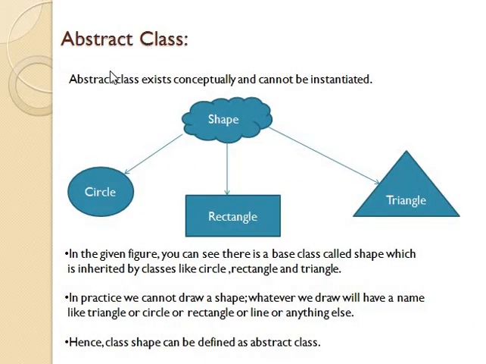Now let's come to the topic of abstract classes. Abstract classes exist conceptually and they cannot be instantiated. In the given figure, you can see that there is a base class called shape, which is inherited by the classes circle, rectangle, and triangle. In practice, we cannot draw a shape. Whatever we draw will have a name like circle, rectangle, triangle, or whatever. It can even be a line or a polygon, etc. Hence, the class shape can be defined as an abstract class because it exists only conceptually and cannot be instantiated. Only the objects circle, rectangle, and triangle for this abstract class shape shall be instantiated.